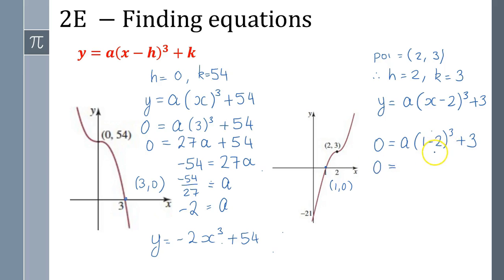Okay, 1 minus 2 is negative 1. Negative 1 cubed is negative 1. Take 3 from both sides. Therefore, a equals 3. Okay, and I'm going to check. My number here is positive. I'm going to check my slope's positive. Yep, and I'm going to sub that back in.